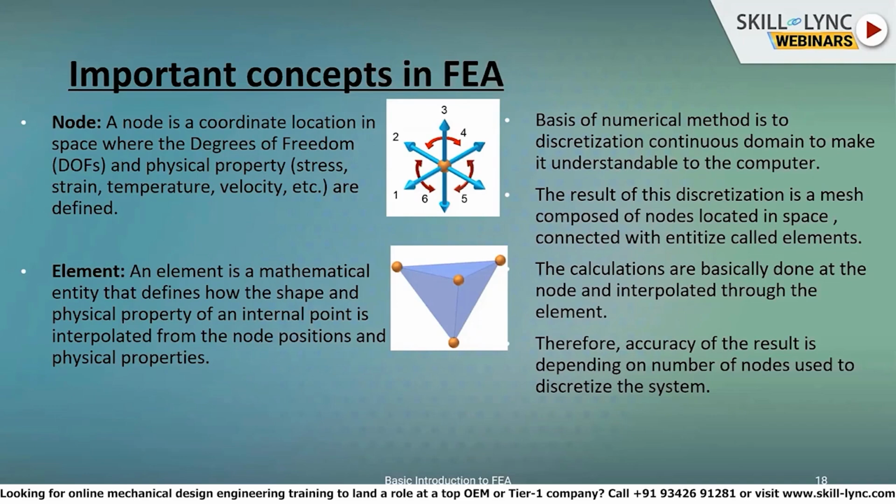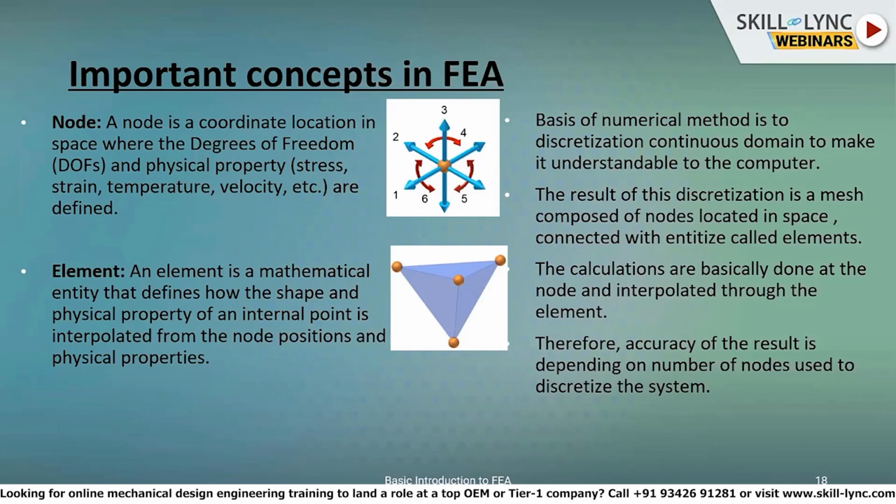So the result of the discretization is nothing but a mesh. What we get is a mesh which is composed of nodes located in a space, and those nodes we are connecting with entities called elements. So basically we are connecting two nodes, two points, with the entity.